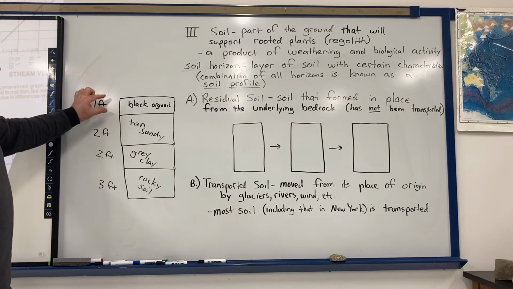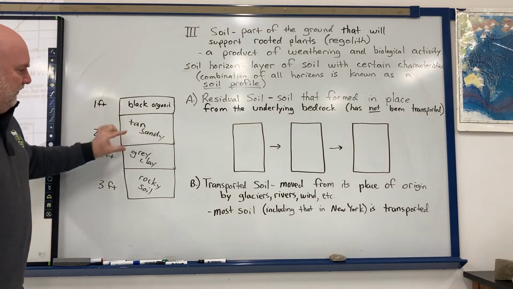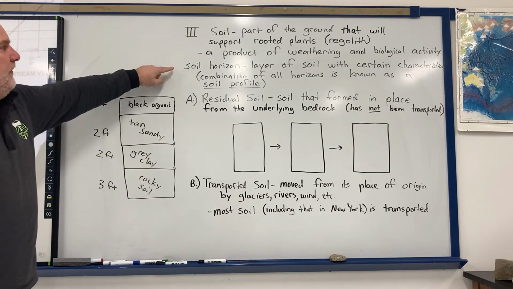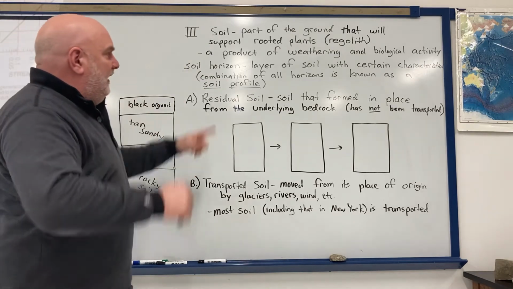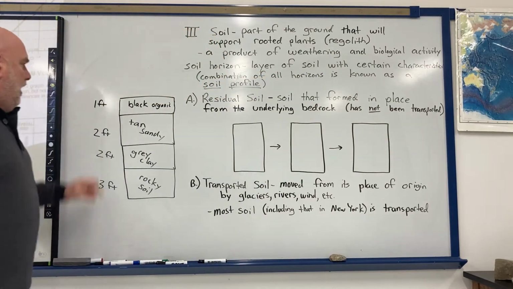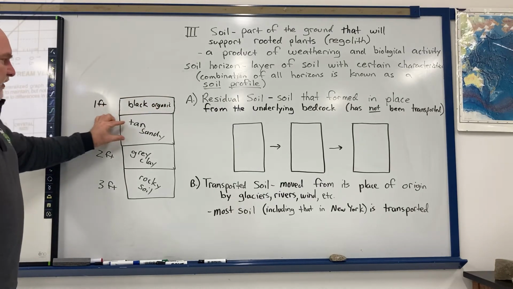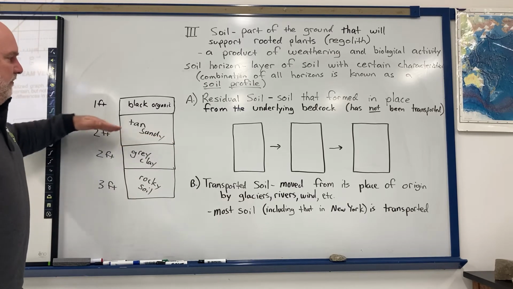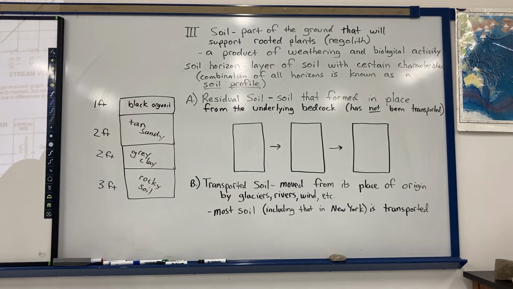Now, each one of these layers of soil is what's referred to as a soil horizon. A soil horizon is a layer of soil with certain characteristics. So this is one soil horizon, another soil horizon, another soil horizon, and so forth. Each one of these would be a soil horizon.